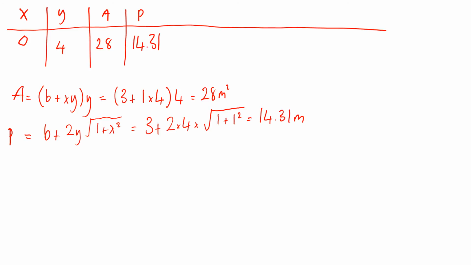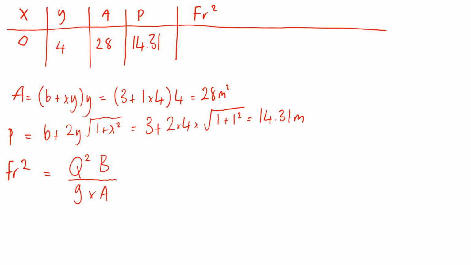Now F_r squared. Now because it's a trapezoidal channel, we're going to use the generic form of the Froude equation. So it is Q squared B over g times A cubed.